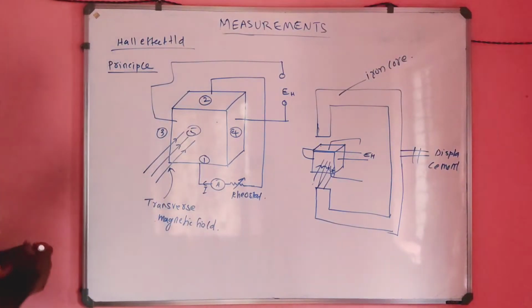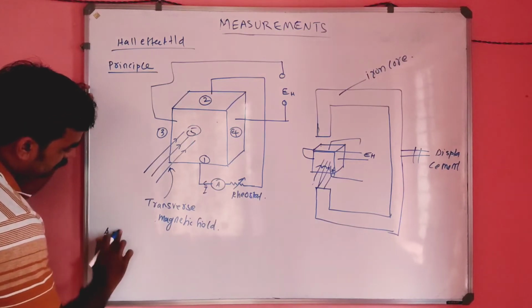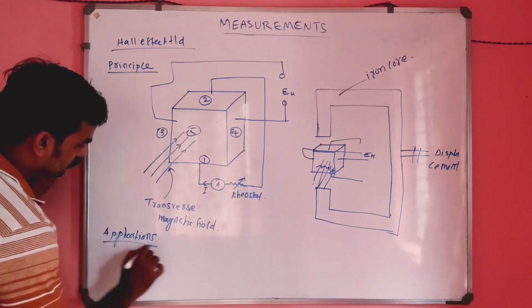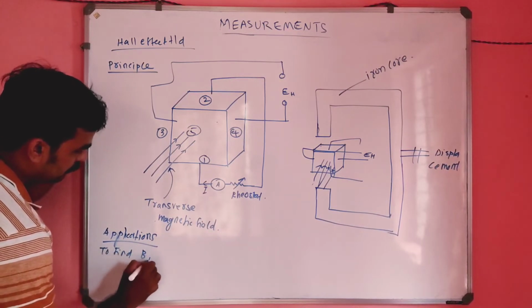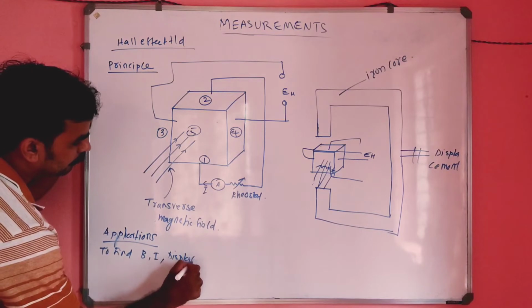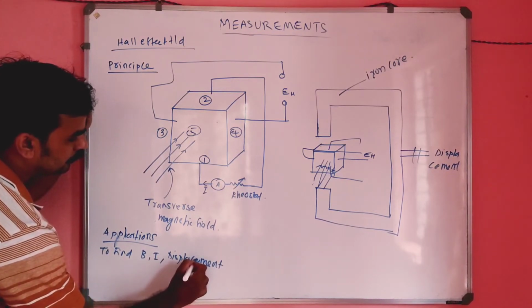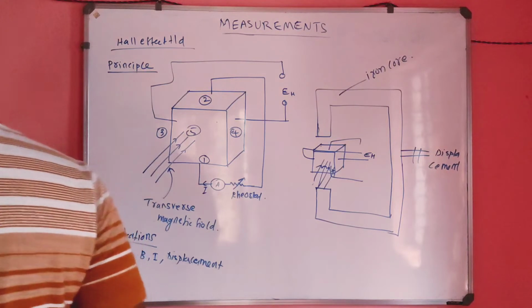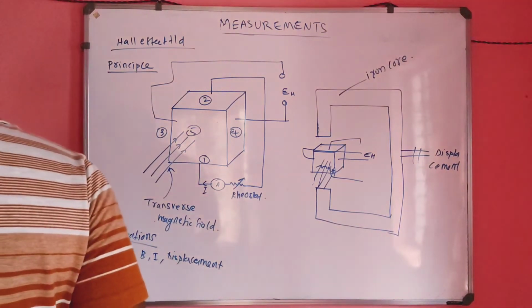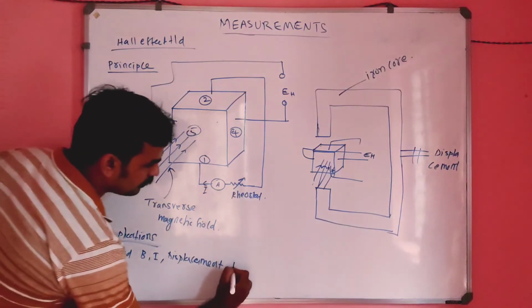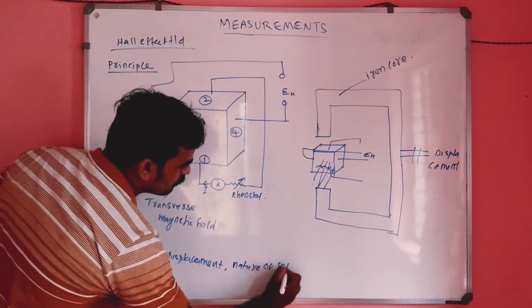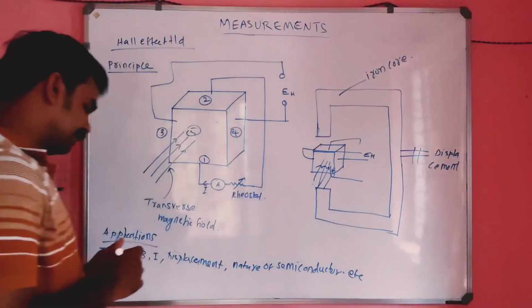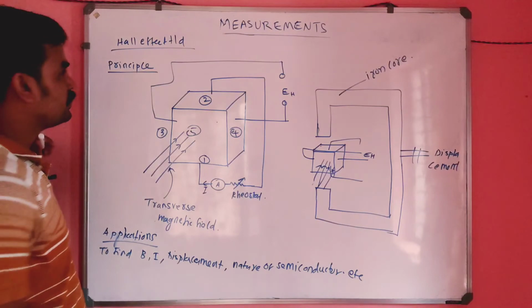So that's all. And the applications of this Hall effect transducer are to find B, I, displacement, and the nature of the semiconductor, etc. Okay, so that's all about the Hall effect.